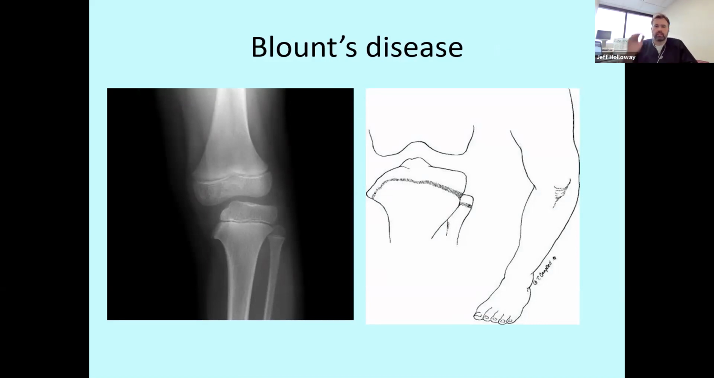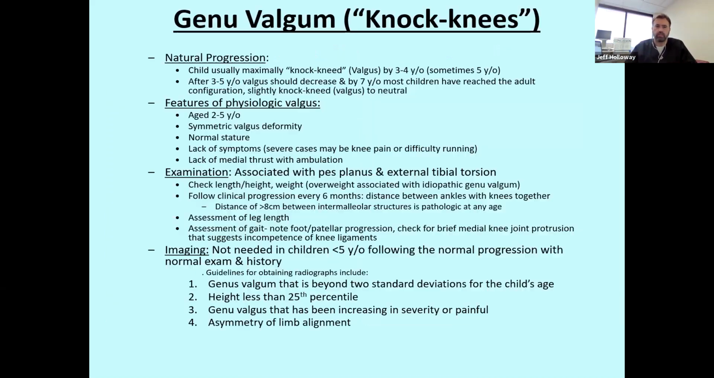So this is Blount's disease, like you guys were saying. It's an abnormality at the knee, seen on the x-rays, and it's the severe form. And then knock-knees, again, the opposite, where it comes on at 2 to 5. Then you've got pes planus, external tibial torsion, causing it to be common. And this is again where we would watch.